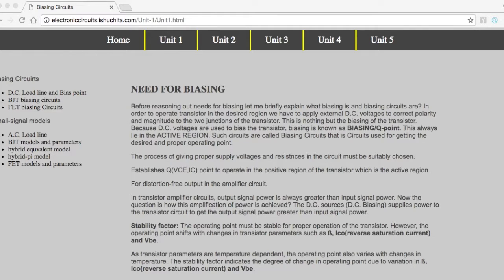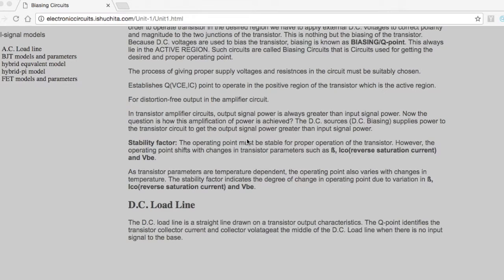So we'll start with your DC load line. Okay, so the DC load line is a straight line which is drawn on the transistor output characteristics. So now let us draw a DC load line.